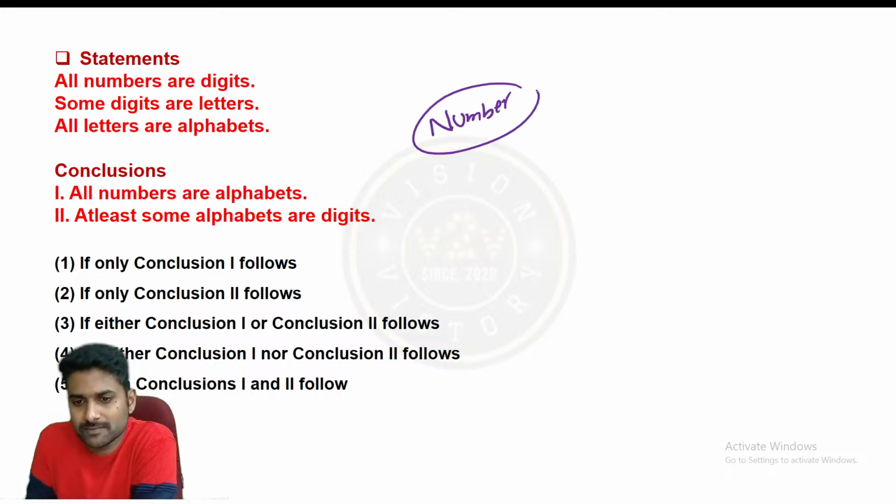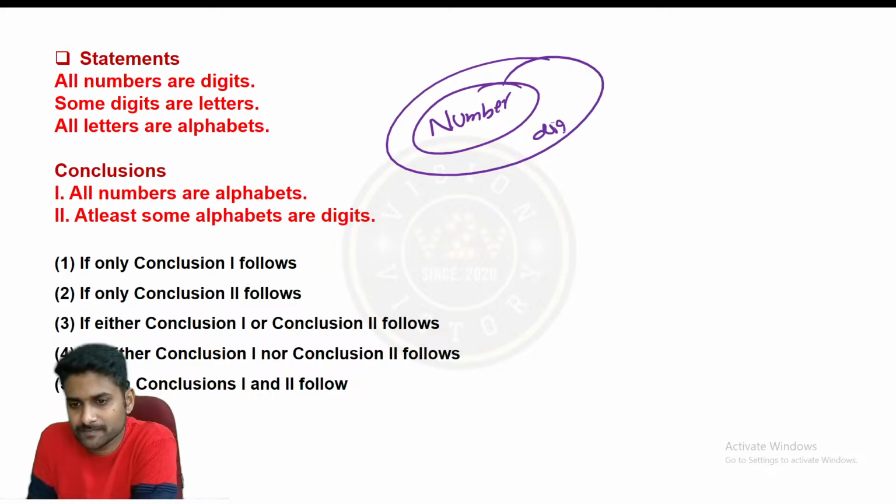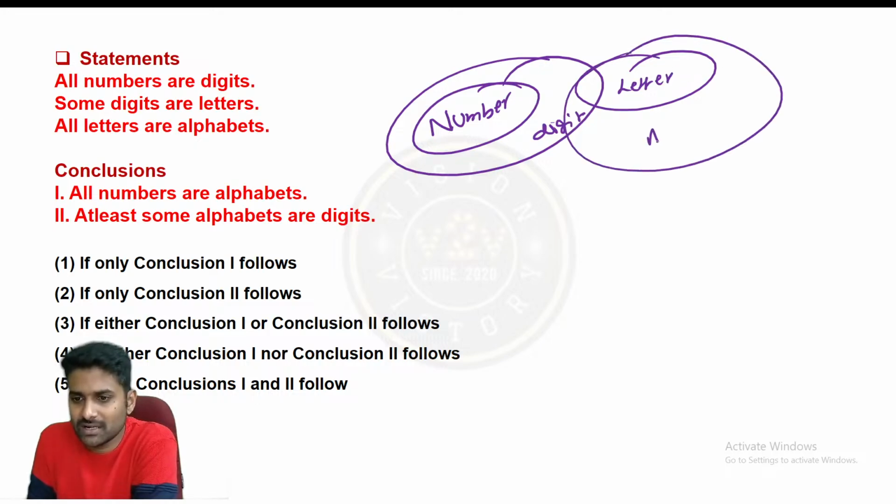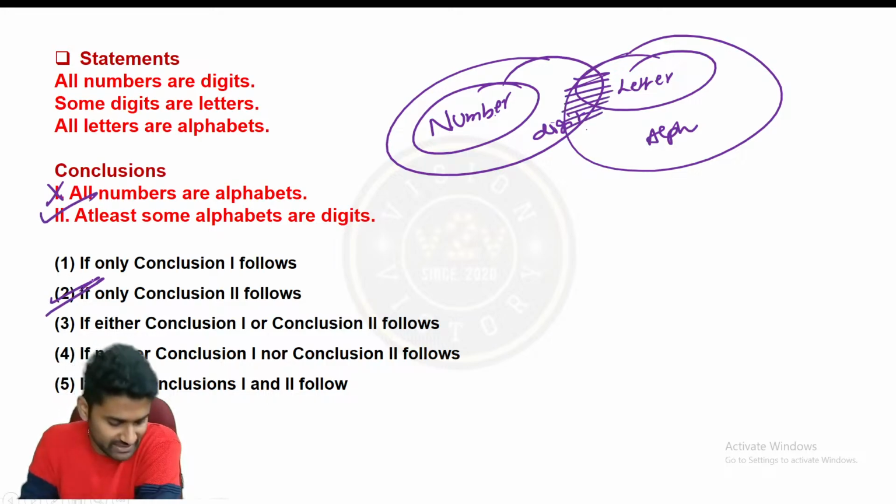All numbers are digits. Some digits are letters. All letters are alphabet. Now all numbers are alphabet. Between number and alphabet, we can't find any direct relation, so that is invalid. Some alphabet are digits. You can see minimum overlapping. So conclusion 2 is valid.